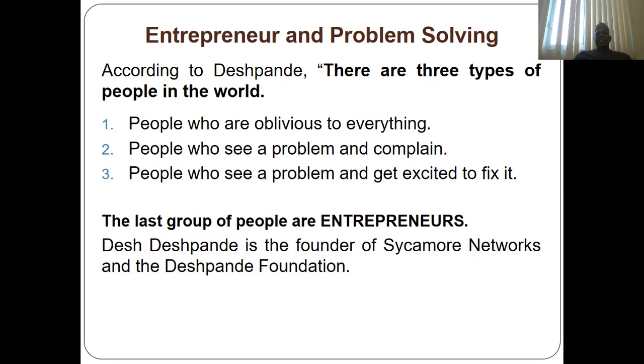According to Deshpande, an Indian American entrepreneur and also a social entrepreneur, there are 3 types of people in the world. People who are oblivious to everything. That is, they don't want to be concerned about happenings in their environment. They only exist. They don't really contribute towards the development of their society. The second group of people are people who see a problem and they complain. Nigerians are good at this. They see problems and they complain. The third people are people who see a problem and get excited to fix such problems. The last group of people are entrepreneurs.